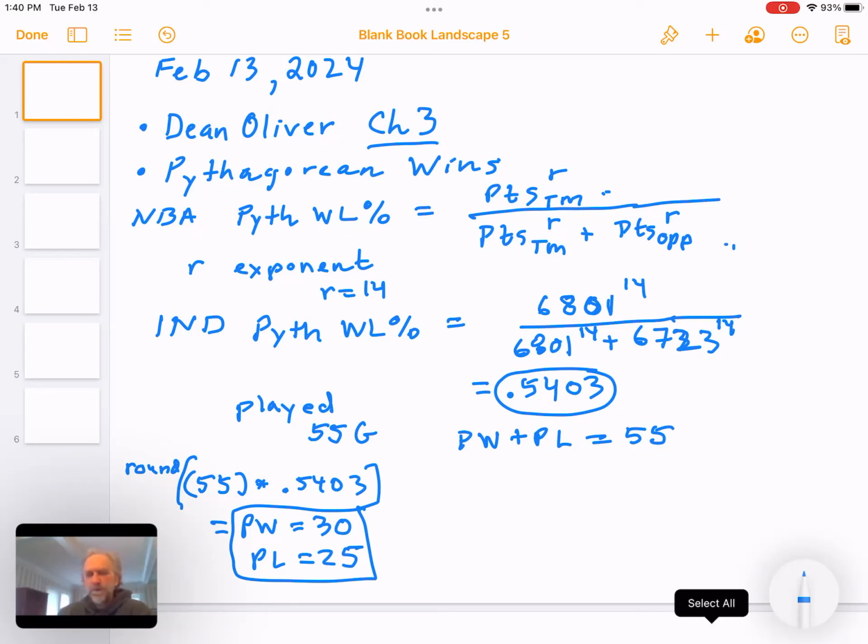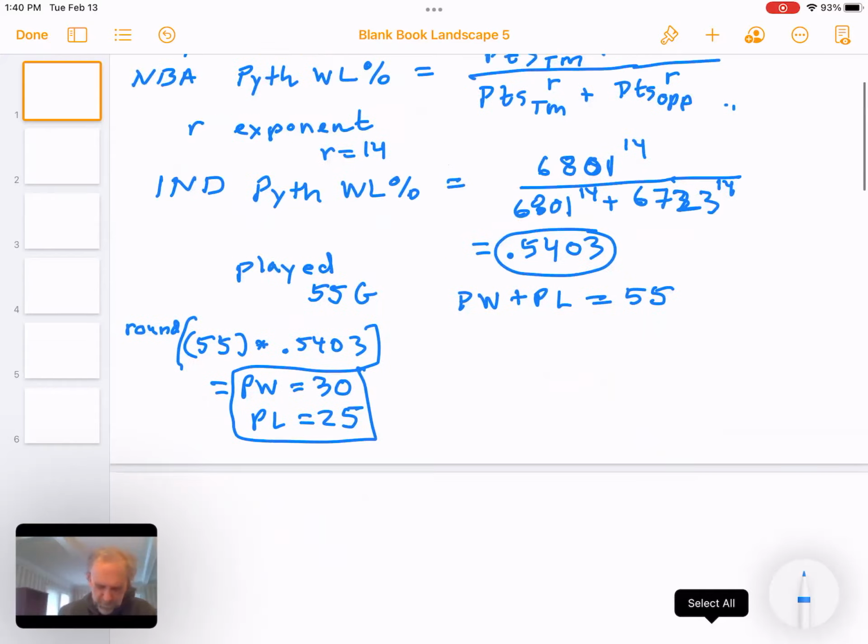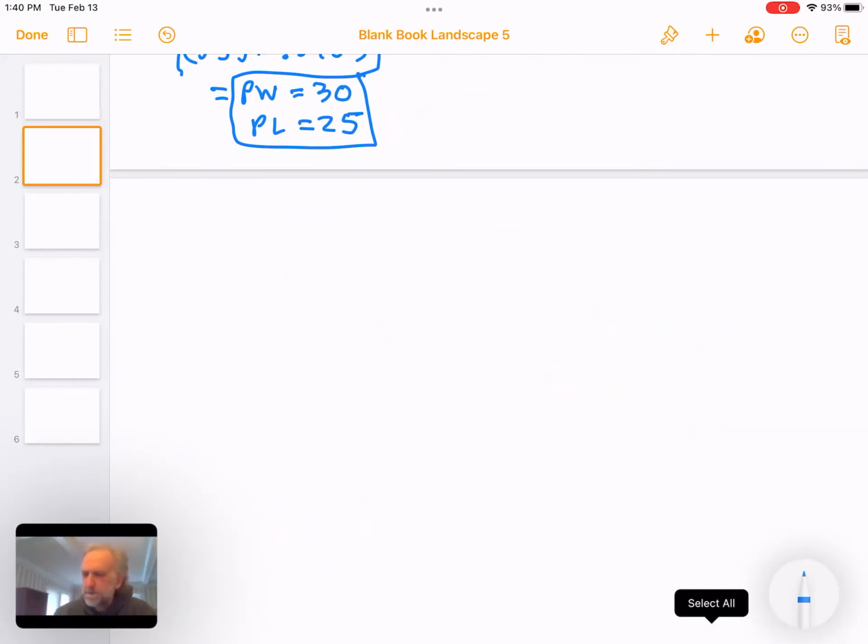Okay, so this is one idea. And the thing is, this connects net rating with wins and losses. So that's why I want to bring this up. Also, we won't have to do it again for baseball or anything else. Okay, next.